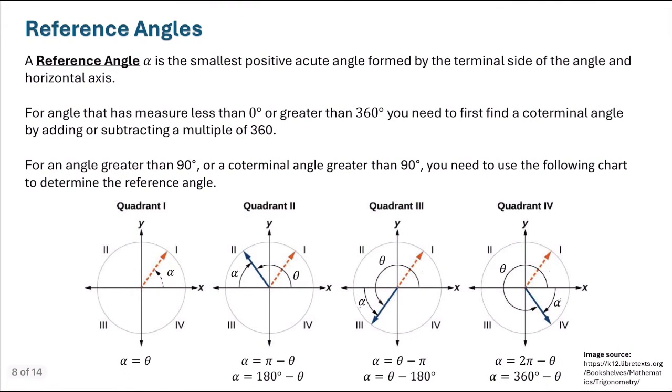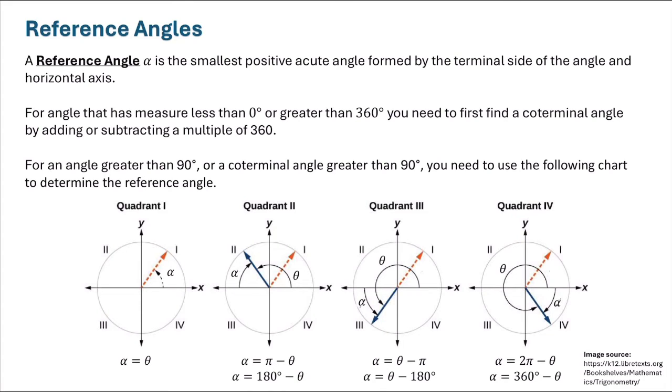So we also have this very important concept of reference angles. Okay, so let's call our reference angles alpha. Alpha is the smallest positive acute angle formed by the terminal side of the angle and the horizontal axis. So for an angle that measures less than 0 or greater than 360, you need to first find the coterminal angle by adding or subtracting a multiple of 360. I know these definitions may be a little confusing right now, but I promise when we get to an example, it'll make more sense.